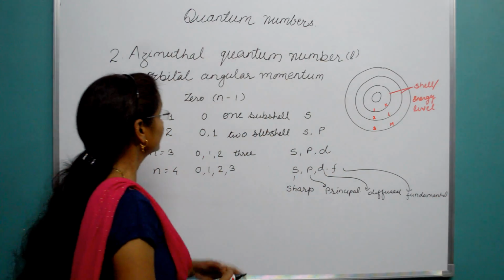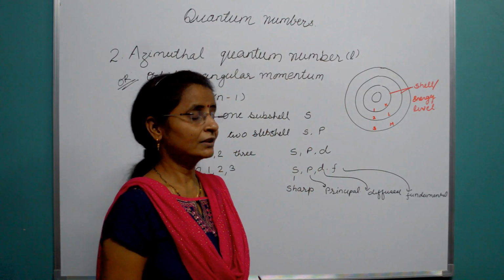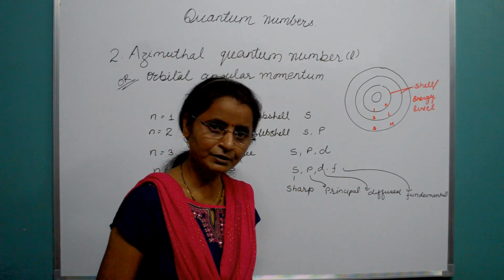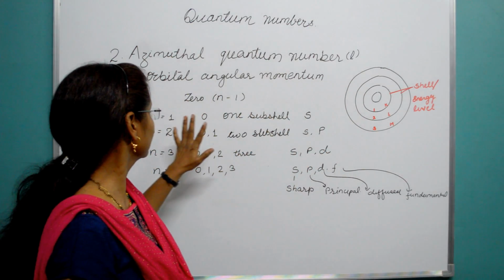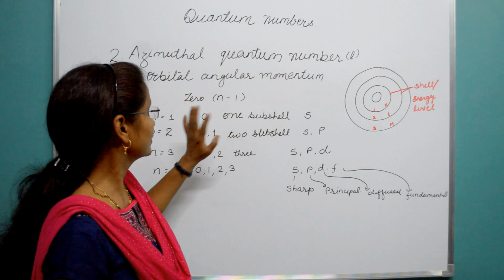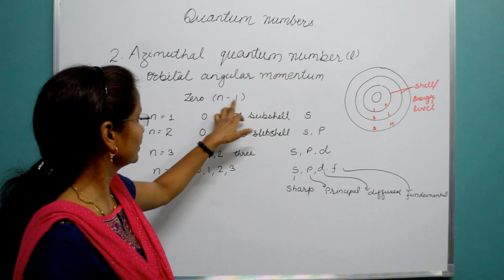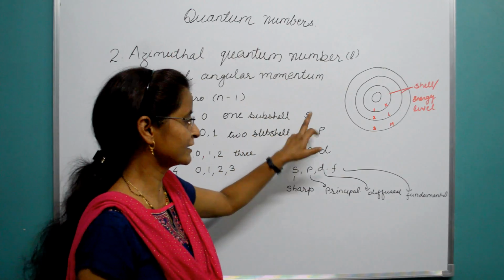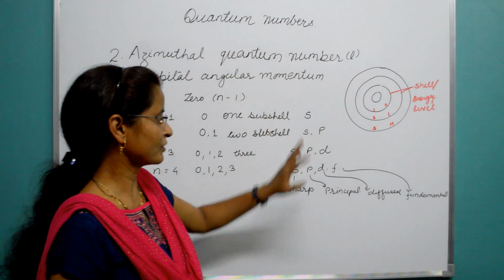So this is about the azimuthal quantum number. With the help of the azimuthal quantum number, it determines what? The angular momentum of the electron, and it is denoted by the letter L, and its value is based on the principal quantum number n. It ranges from 0 to n minus 1. If n is equal to 1, one subshell is present in the first energy level.